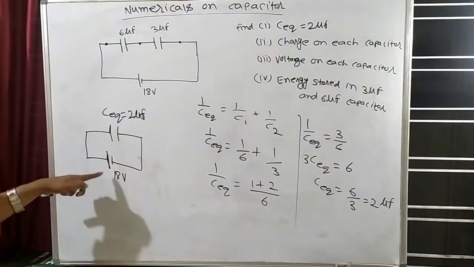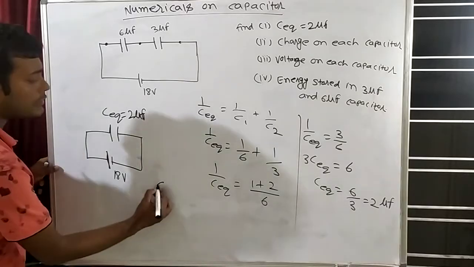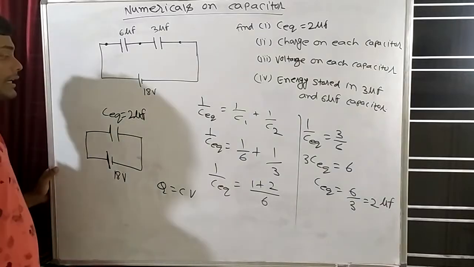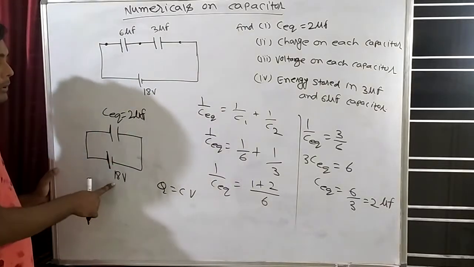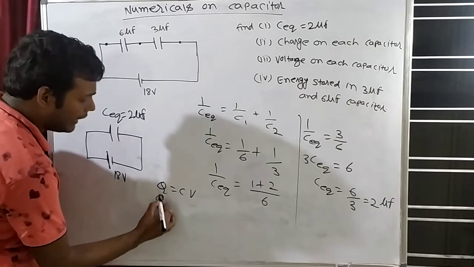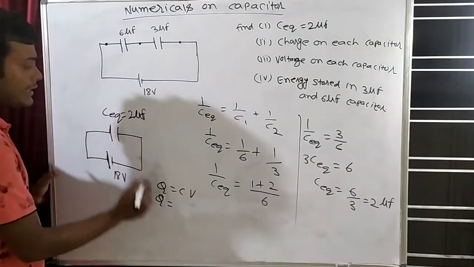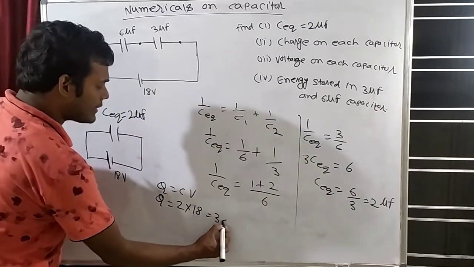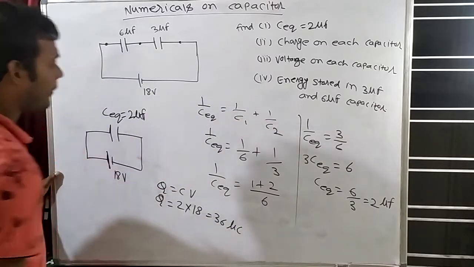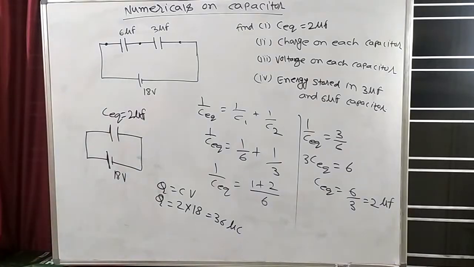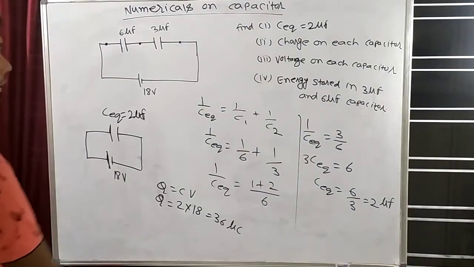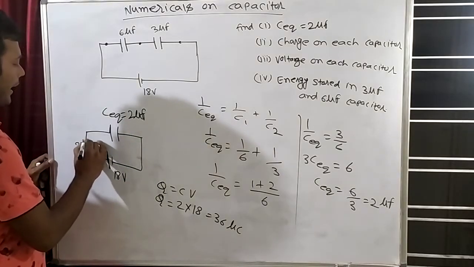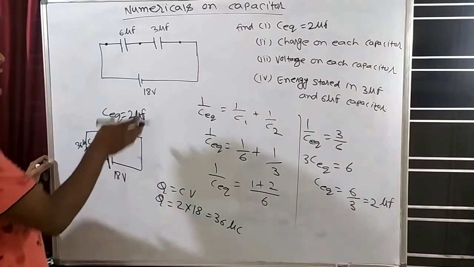So can we calculate how much charge is there? We know Q is equal to CV. So C equivalent we know, V we know. So can we calculate Q net? Q net will be how much? C is 2 into V is 18. So this will be 36 microcoulomb. Clear? So that amount of charge it will give. This will give 36 microcoulomb.